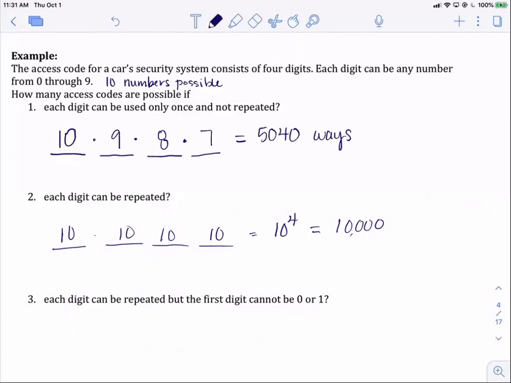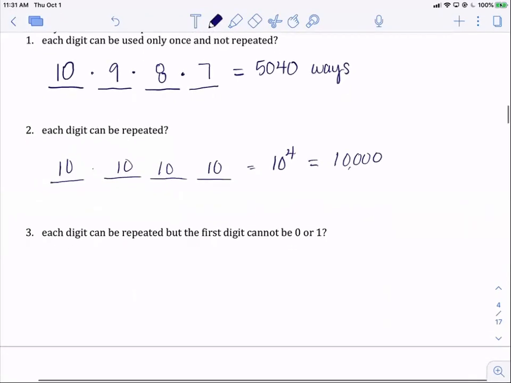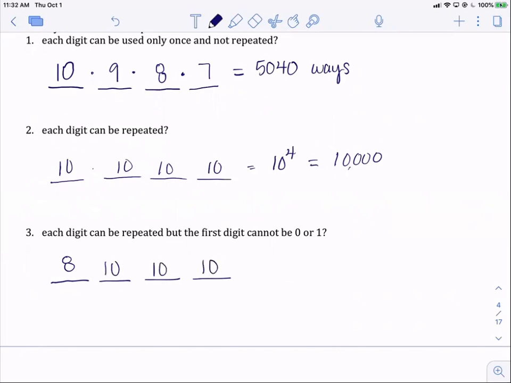All right, each digit can be repeated, but the first digit cannot be a 0 or a 1. So how many options do you have for the first digit? 8. And then the next 3 digits, they can be repeated. So what would it be? 10. Okay, what's 10 cubed? 1,000 times 8? 8,000 ways. And that's the fundamental counting principle. Are we okay with that?